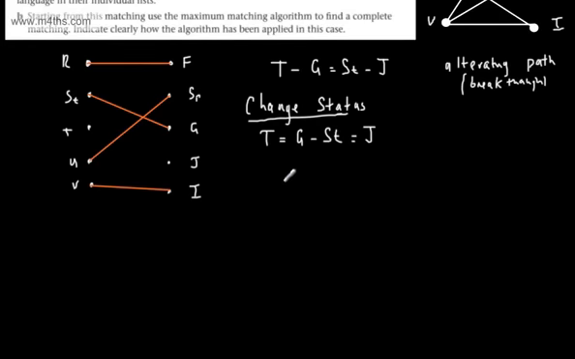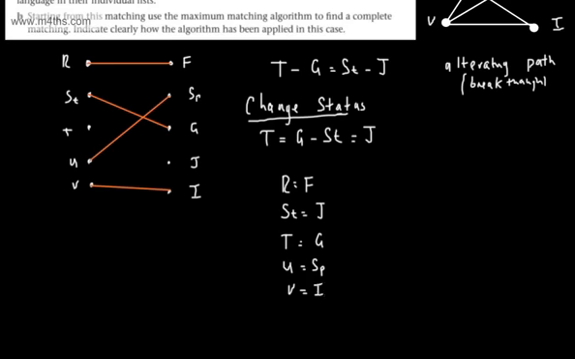So if we now look, Ruth is still going to French. That's good. Steve now has Japanese, so we can put that on. Tony now has German. Ursula still has Spanish. And then the last one, which was Victoria. Victoria has gone to Italian.